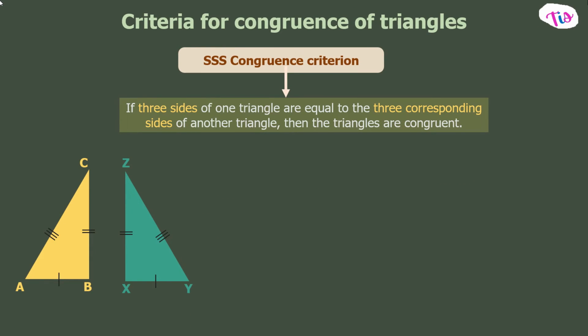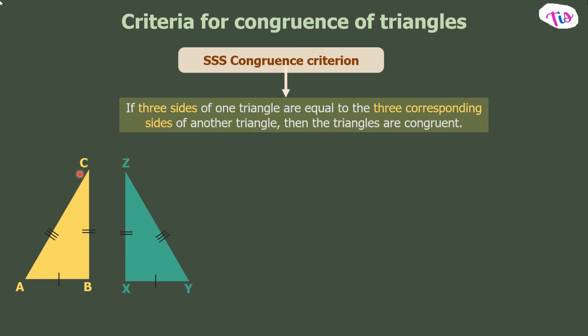SSS congruence criteria. SSS stands for side side side congruence criteria. If three sides of one triangle are equal to the three corresponding sides of another triangle. I'm stressing on this word, corresponding sides. So three sides of one triangle are equal to three corresponding sides of another triangle, then the triangles are congruent by SSS congruence criteria.